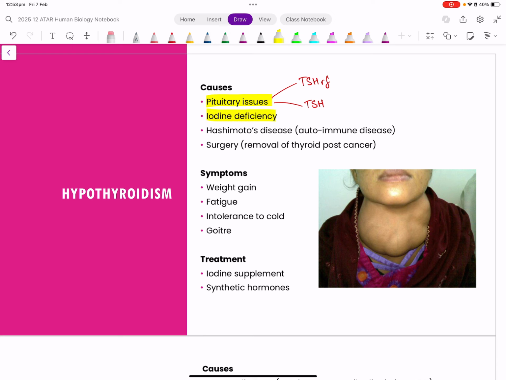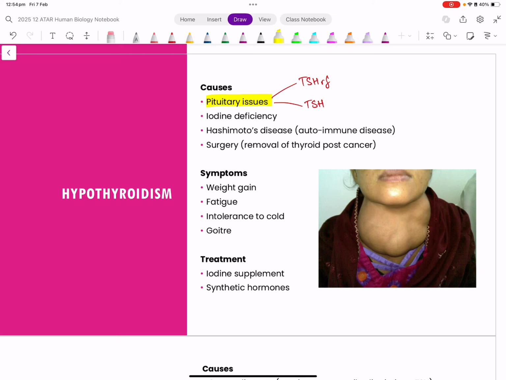Third, we have something known as Hashimoto's disease, which is an autoimmune disease where the body works against the thyroid gland and destroys those thyroid cells, meaning not enough thyroid hormone is produced. And lastly, there may be an instance where surgery leads to the removal of the thyroid gland, meaning that a particular person is no longer going to be releasing those thyroid hormones.